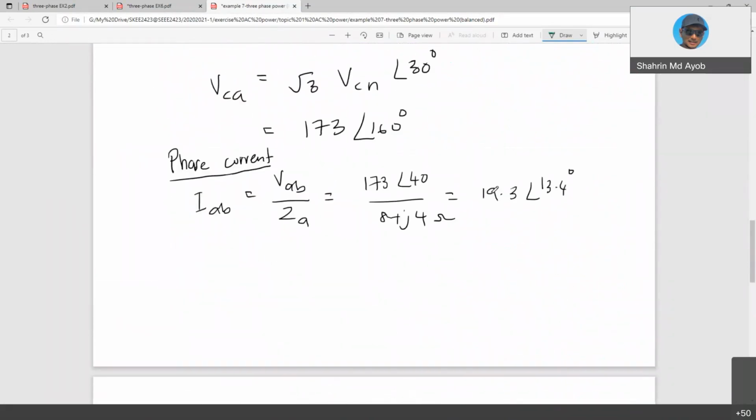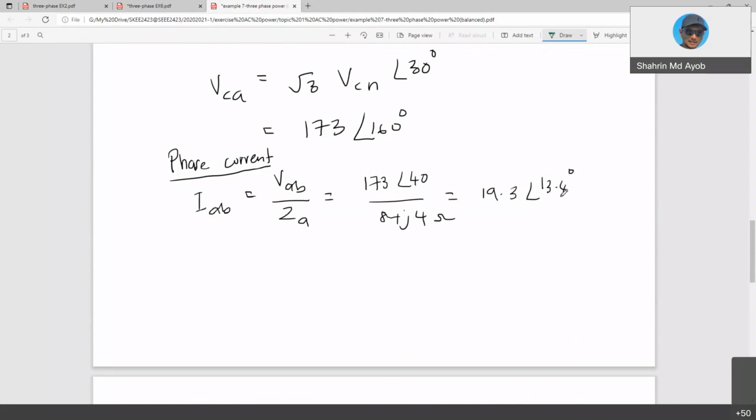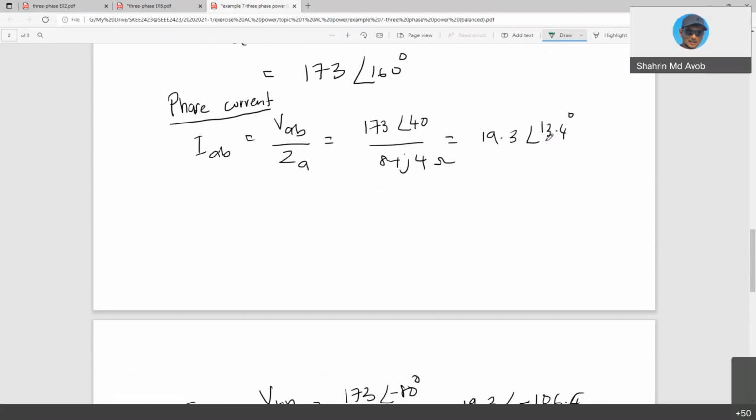Okay, so you will obtain the values IAB 19.3, with an angle of 13.4. Since the load is balanced, the magnitude will always be the same. So for IBC also the same. The only difference is actually in the angle. So IAB and IBC will always be 120 degrees different.